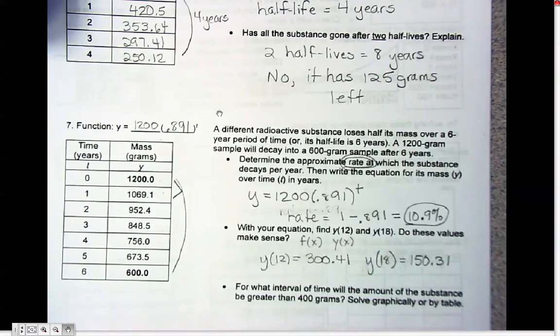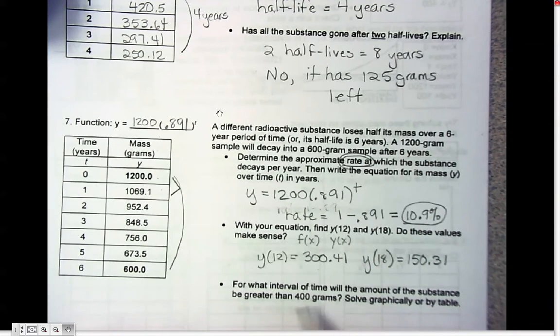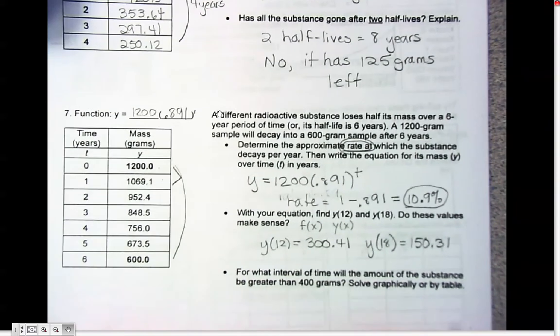Okay, for what interval of time will the amount of the substance be greater than 400 grams? Okay, we're going to look at this on the next part of growth and decay. This is growth and decay part 1, and I will have a growth and decay part 2.